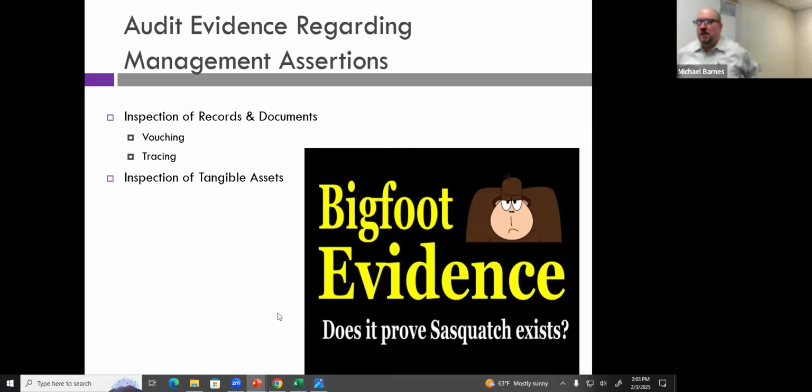Inspection of tangible assets is just as it sounds. We look at an asset, usually a very large asset like a building or a piece of equipment, and we say, hey, look, it's there, okay? That's all there is to it. It is very, very high reliability evidence because the auditor is performing that test. However, it only tests one assertion. Anybody want to guess which assertion it tests?